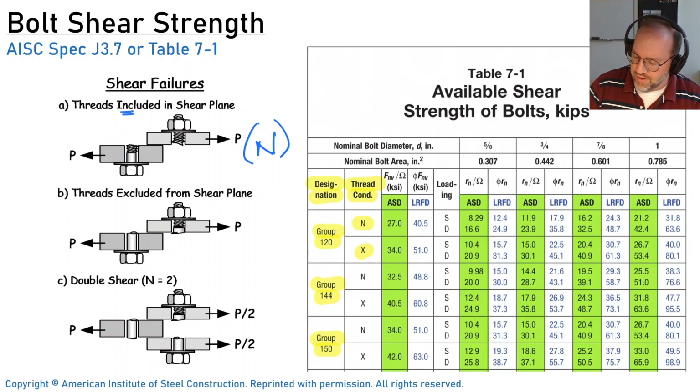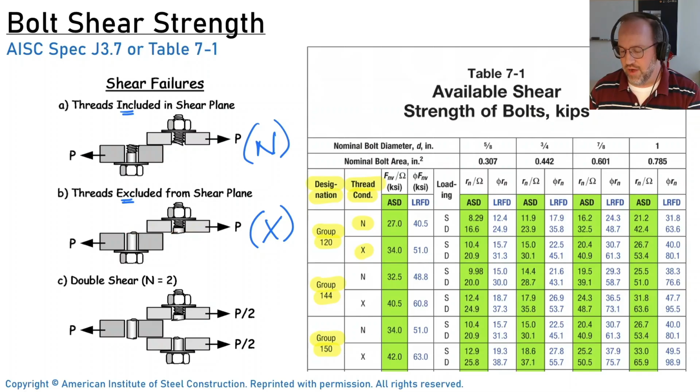On the flip side, threads excluded is going to be the X case, and that's if you're shearing it through the shank of the bolt. So ideally, this is what we try to design our bolt length to accomplish, but it's not always possible.